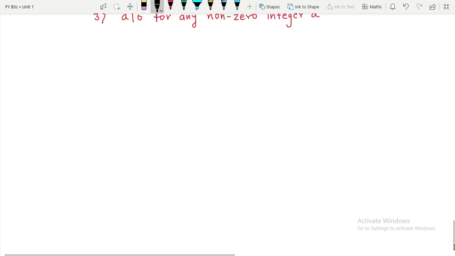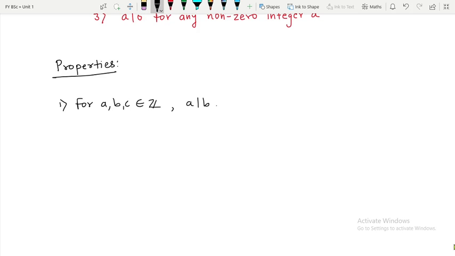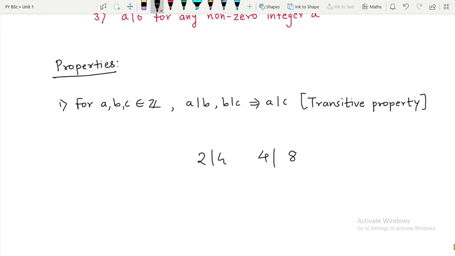Now let us go for a few important properties. First, for A, B, C belonging to Z, A divides B and B divides C implies A divides C. This is the transitive property. The meaning is, as you know, 2 divides 4 and 4 divides 8. Therefore what can you say? 2 divides 8, right? Because this number and this number are the same. That is what we are having. If we are having A divides B, and if we are having B divides C, immediately we can say that A divides C.